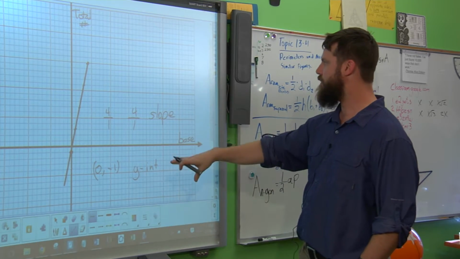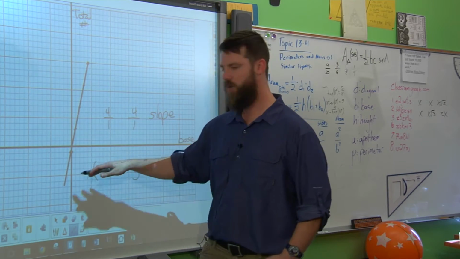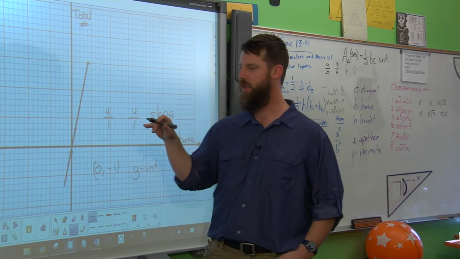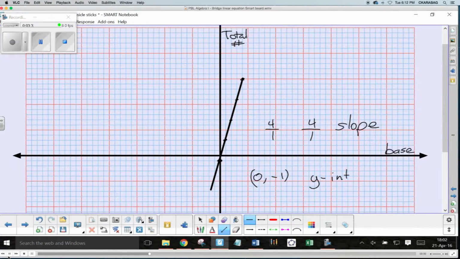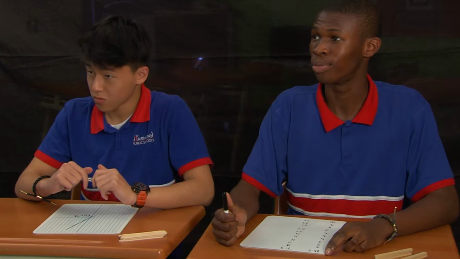So now that we've got this, let's talk for a second about what's real and what's imaginary. Okay, we're talking about bridge pieces. Does this make sense for bridge pieces? No, sir. What's the least number of bridge pieces I can have? 1.